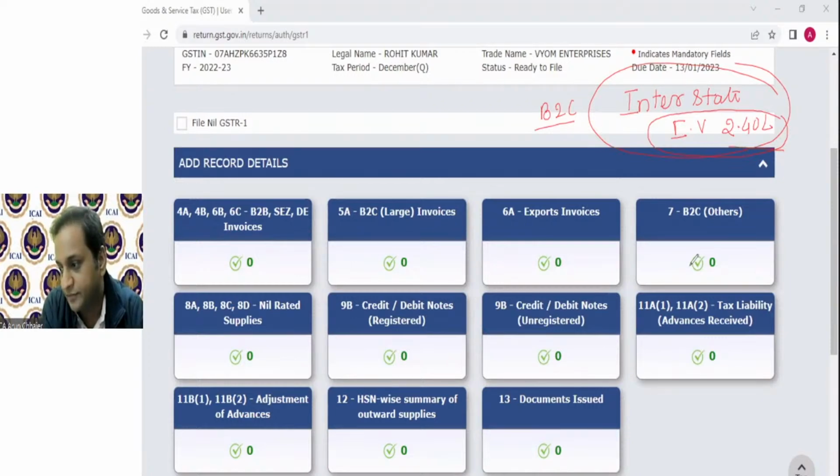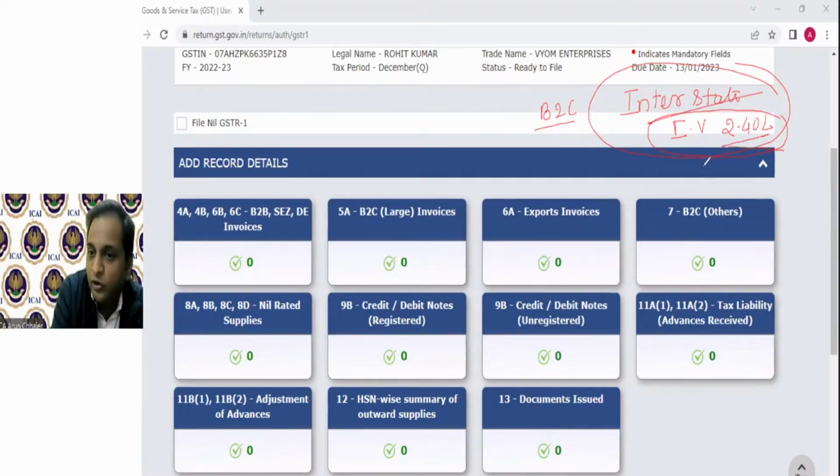Piyush, Vinayak, once again, please give the answer. The answer would be: if it is interstate, invoice value more than 2.5 lakh will come in the table 5 and up to 2.50 lakh in table 7.